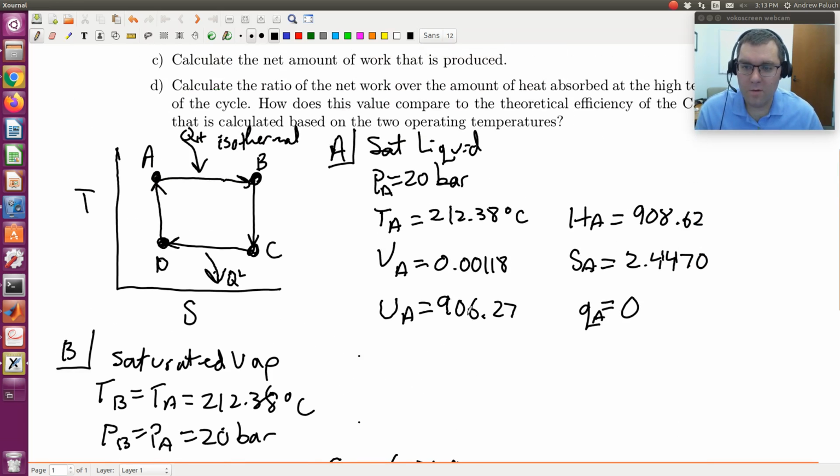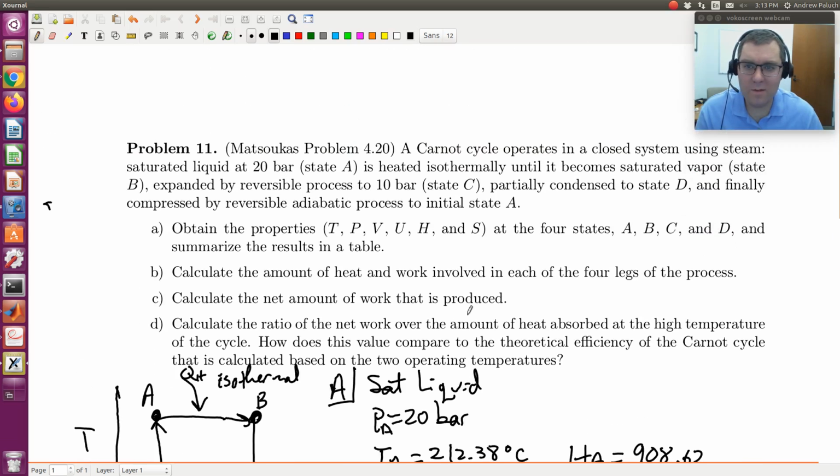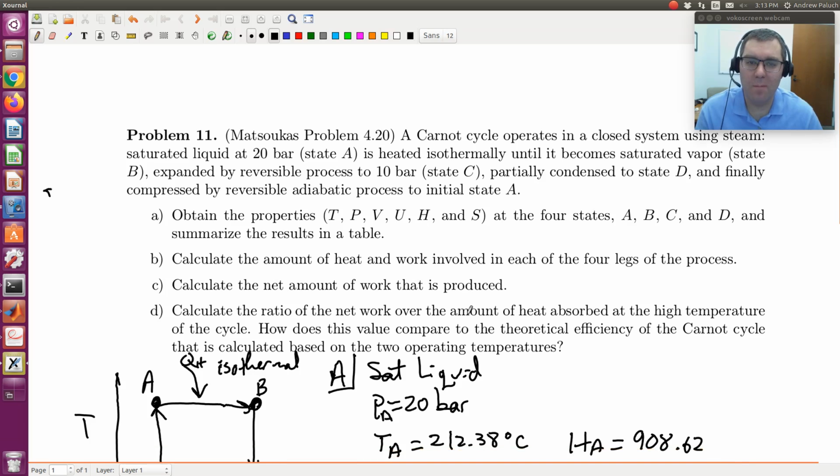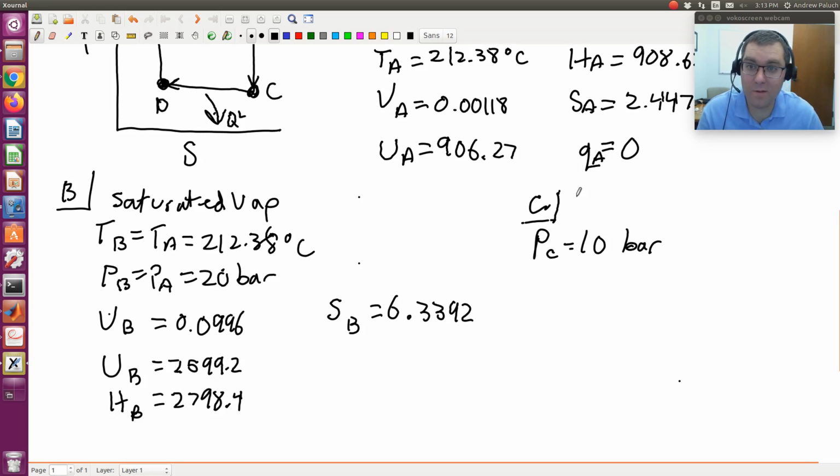All right, so that's in going from A to B. Then C, we have expanded by reversible process to 10 bar. Okay, so state C we're told is at a pressure of 10 bar. And we know we have an isentropic process going from B to C. So I know that SC is going to be equal to SB.